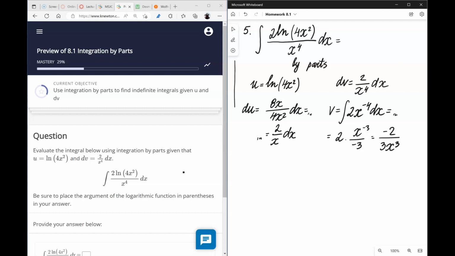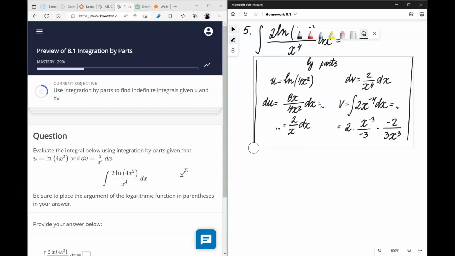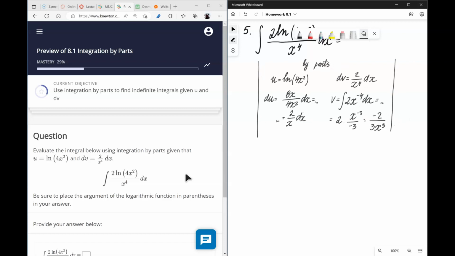So this is my integration by parts setup. Now that we got it out of the way, we can maybe minimize it a little so it doesn't take a huge chunk of my page. And now we're going to continue with the solution.